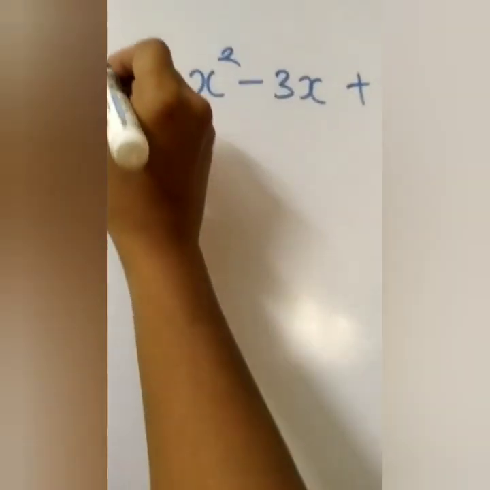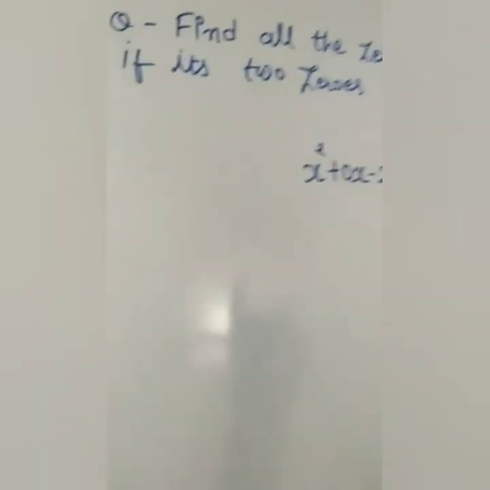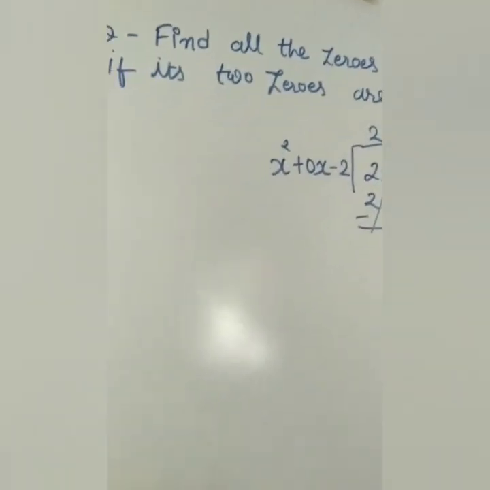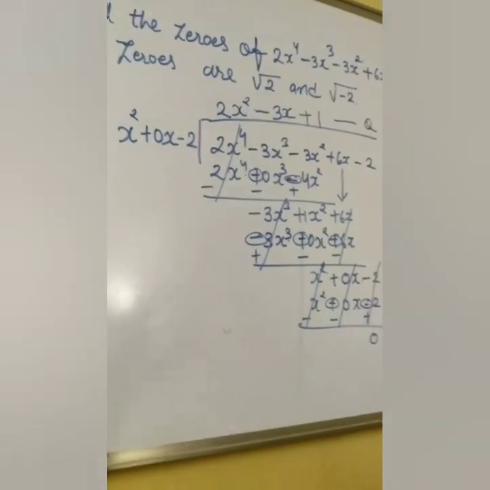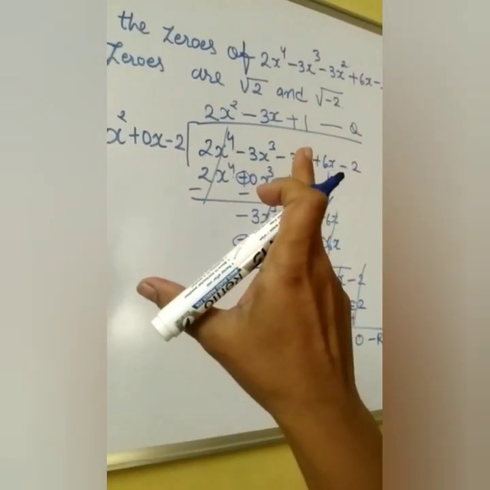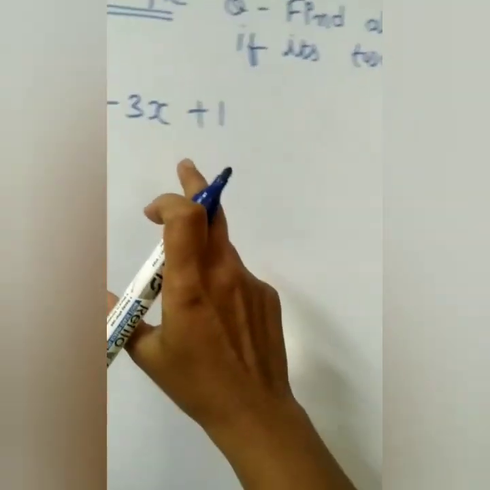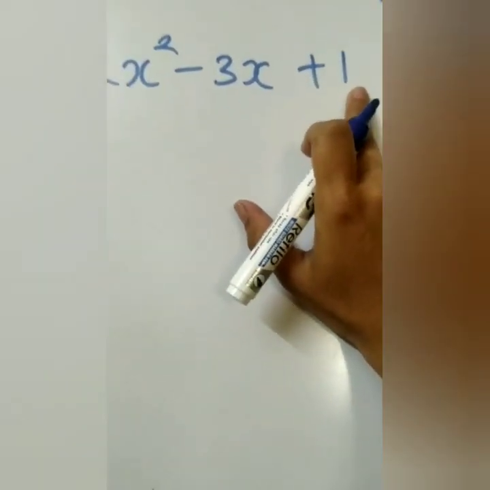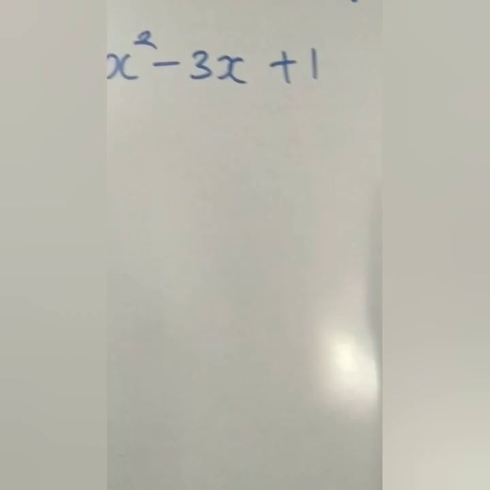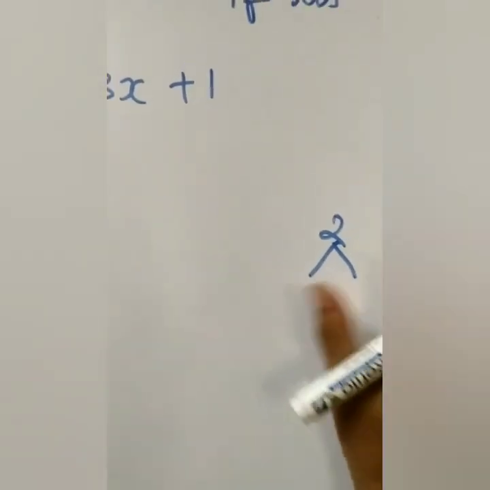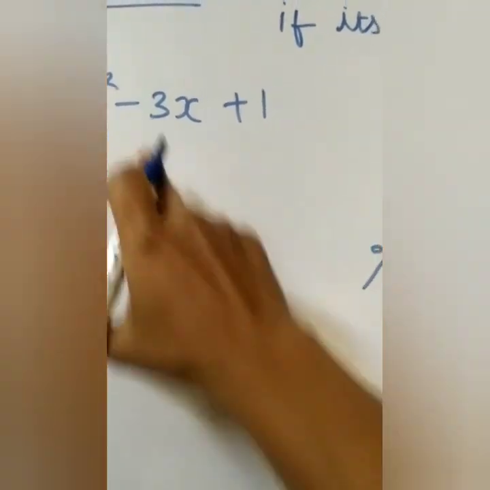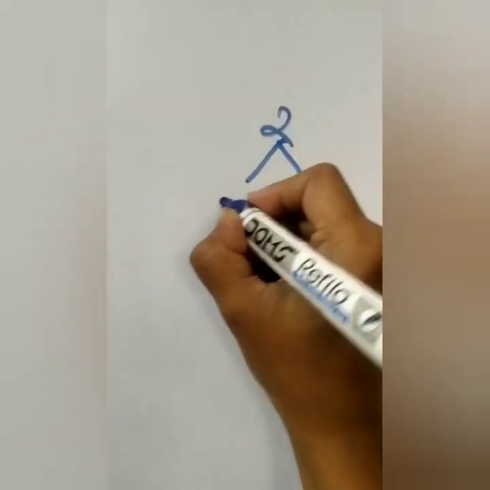So here we already had 2 zeros, that is under root 2 and minus under root 2. We want more zeros. For that, as I told you, we will do the division method, we will get the quotient, and now we have to do splitting the middle term of the quotient. Meaning 2 ones are 2, take out factors of 2, such that if you are adding you are getting minus 3. So how is it possible, let me show you.